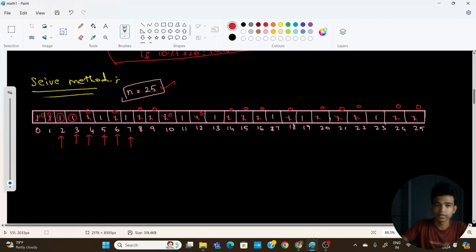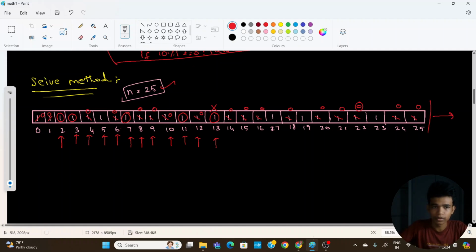Okay, then take 7. 7 is prime, right? Because it's 1. Go to 14, already marked. Go to 21, already marked. Go to 8, no. Go to 9, no. Go to 10, no. Go to 11, which means it is prime, right? Go to 22, which is already 0, so we don't want to do anything. Take 12, we don't need to go. Take 13, it is 1, so it is prime. Then 26, there is no more 26, so we stop here because it is out of the array.